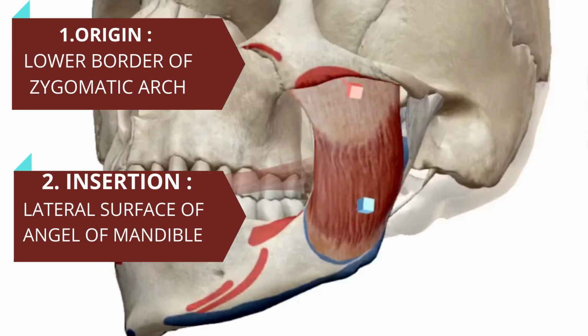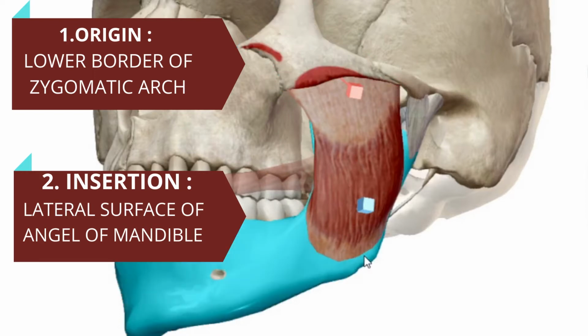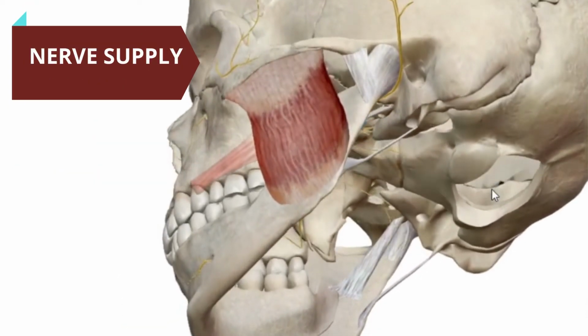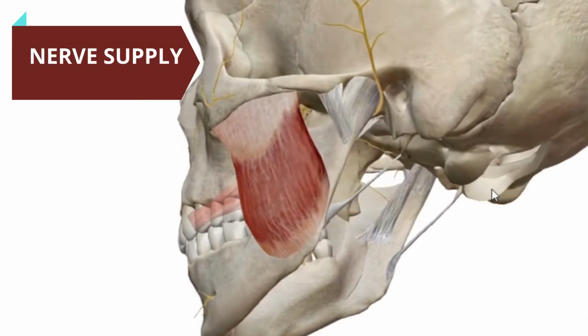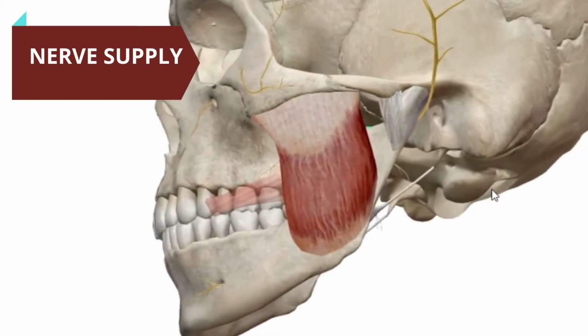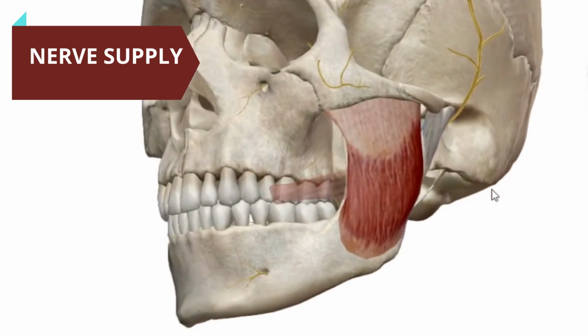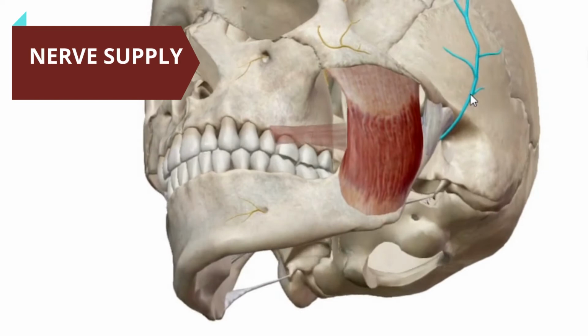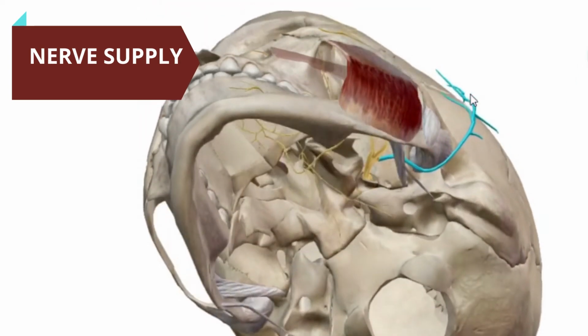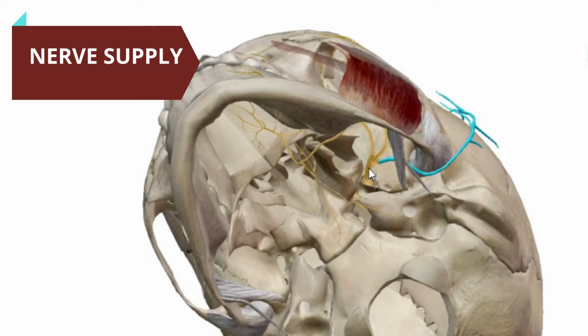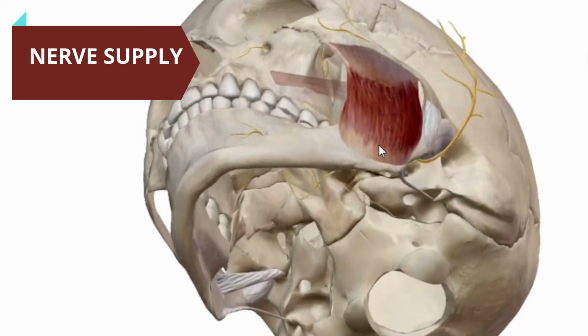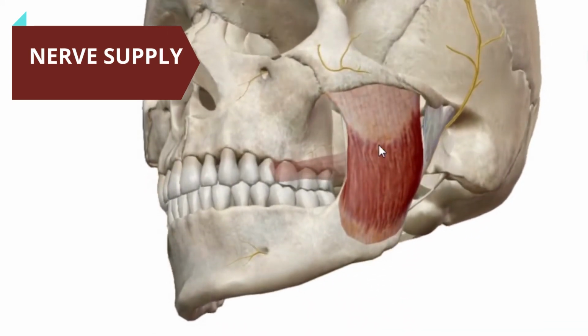Now over here, origin is from the zygomatic arch, and over here the angle of mandible, that is the insertion. Now supply: you can see over here, it is supplied by the mandibular nerve. The mandibular nerve is nothing but a branch of the fifth cranial nerve, that is the trigeminal nerve. This is the trigeminal nerve. It has 3 branches. Clear? Among them, the mandibular nerve supplies the masseter muscle.